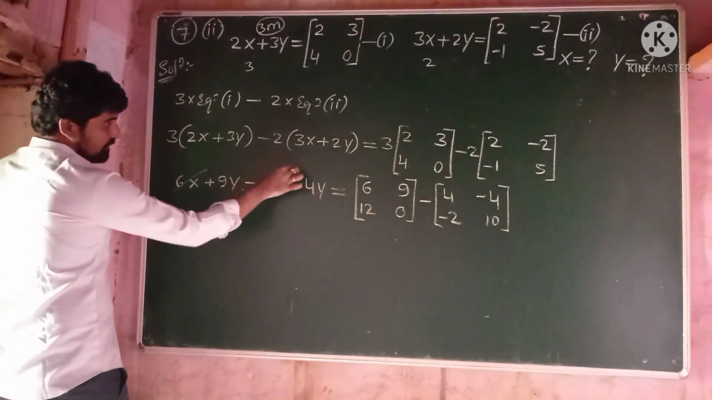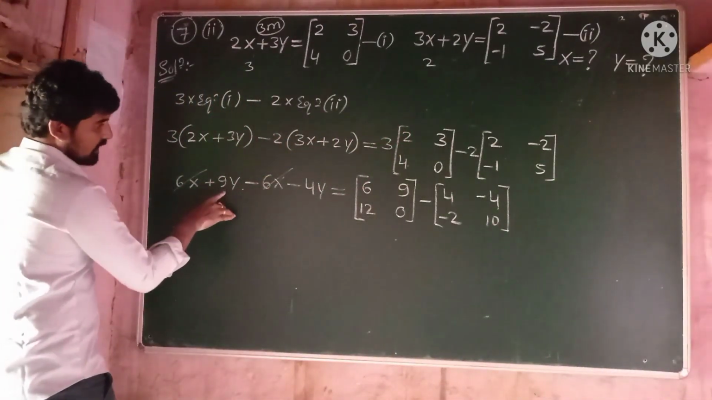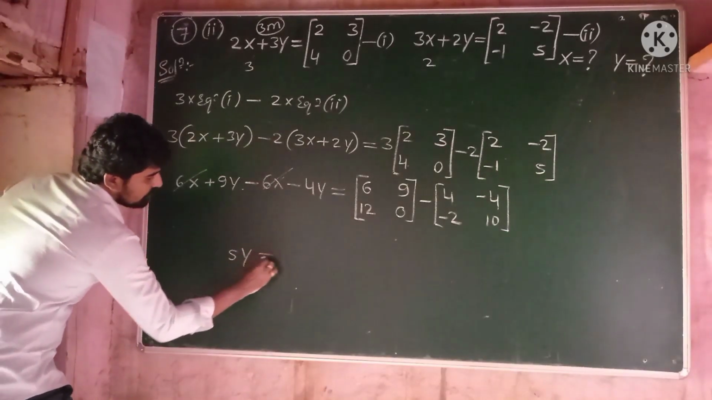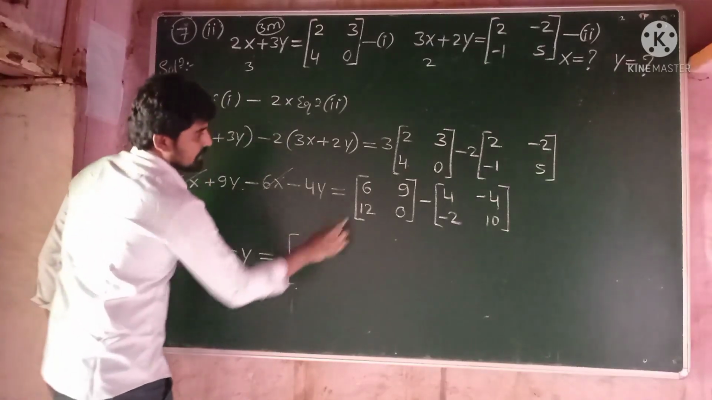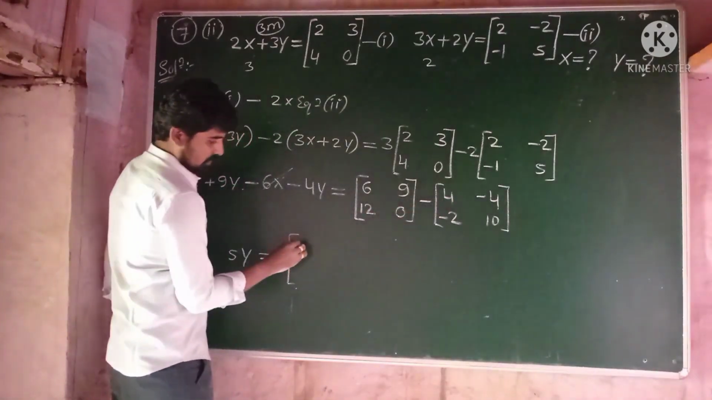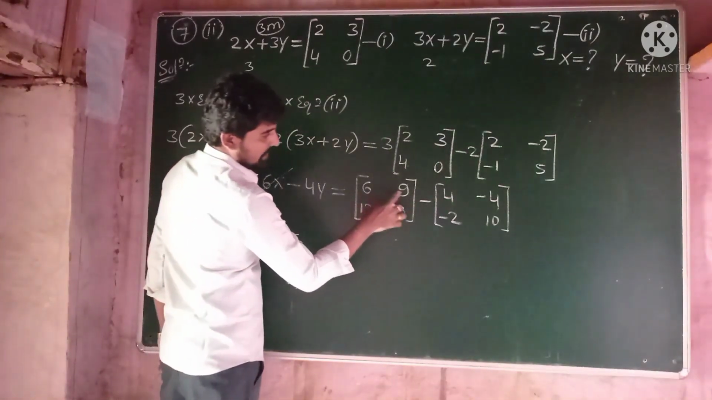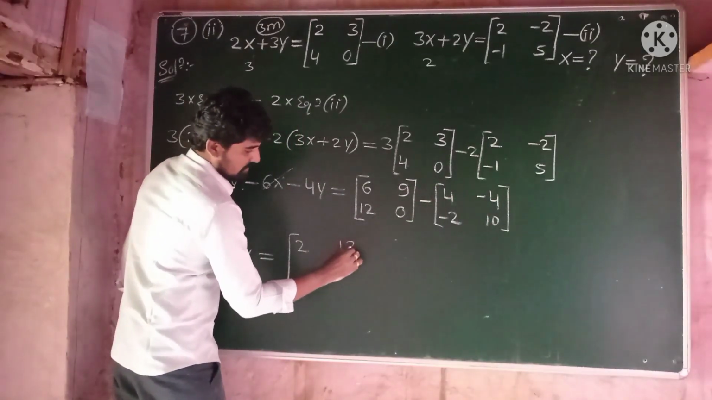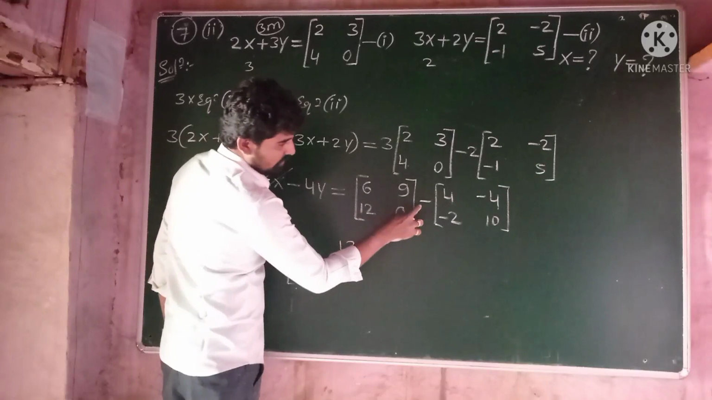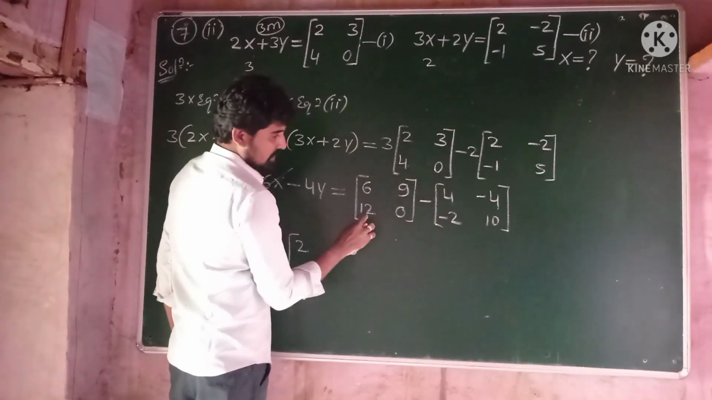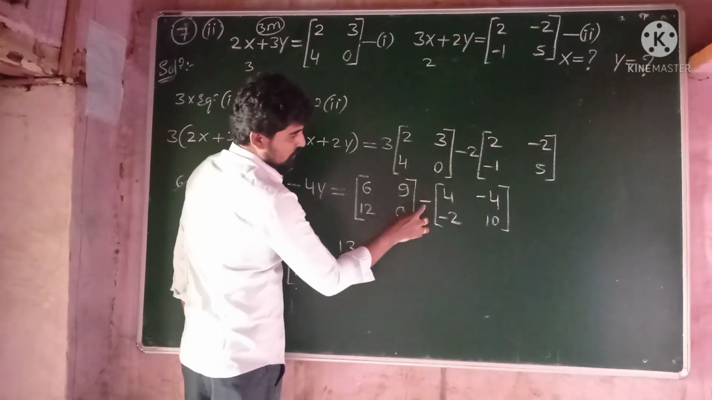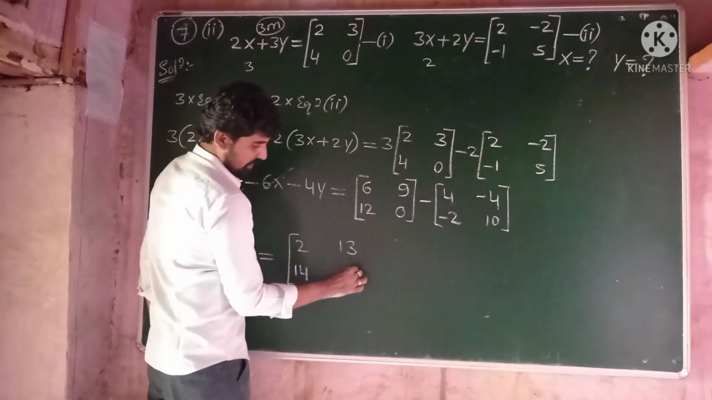So 6x minus 6x gets cancelled. 9y minus 4y is 5y, which is equal to 6 minus 4, 2. 9 minus into minus plus, 9 plus 4 is 13. 12 minus into minus plus, 12 plus 2 is 14. 0 minus 10 is minus 10.